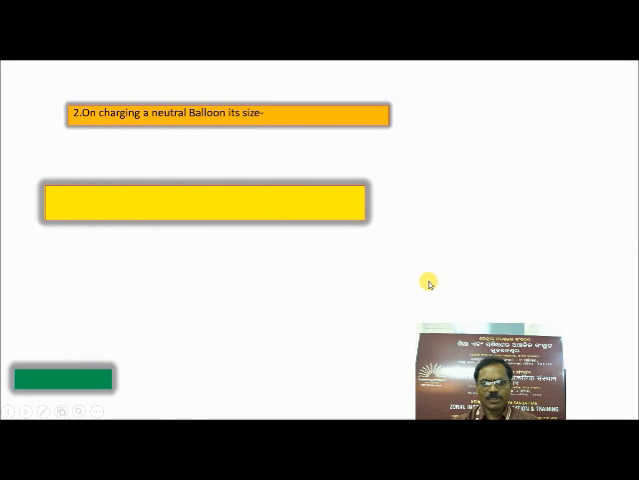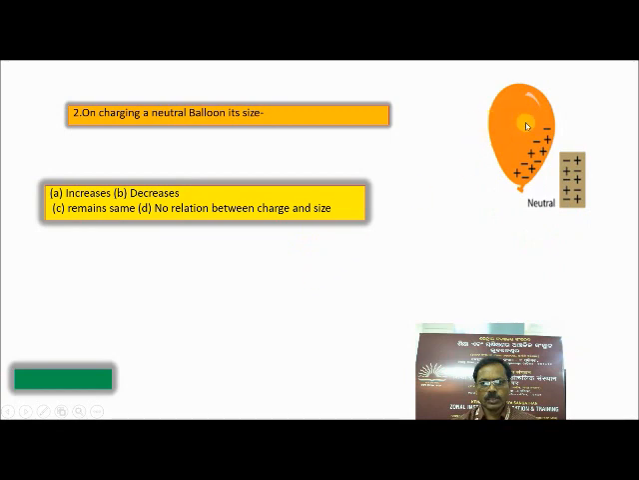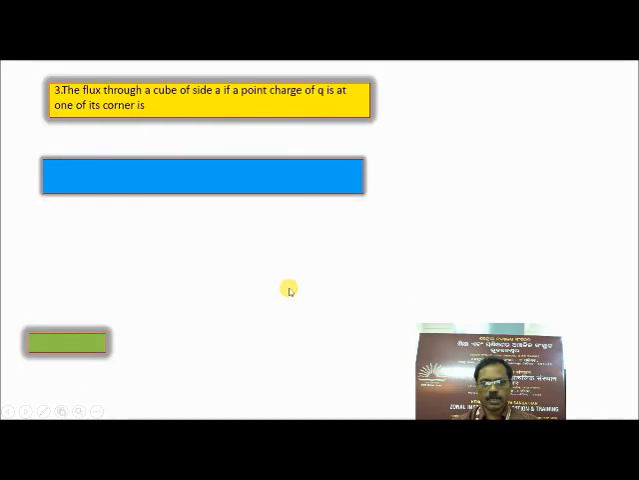Second question: on charging a neutral balloon, its size. What happens when a neutral balloon is getting charged? Whether it will be increasing or decreasing in size? Let's see that. A, increases, B, decreases, C, remains same, and D, no relation between charge and size. So here a neutral balloon is getting charged, and what will be its size? It will be increasing. The answer will be increases. Let us go to the next, third question.